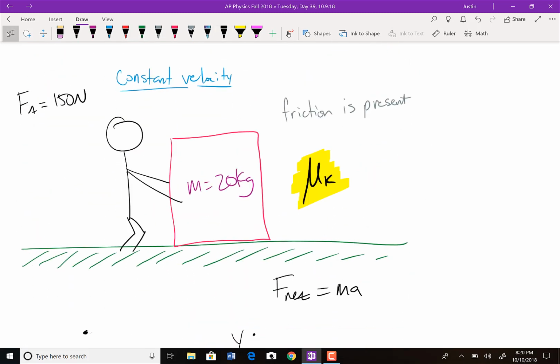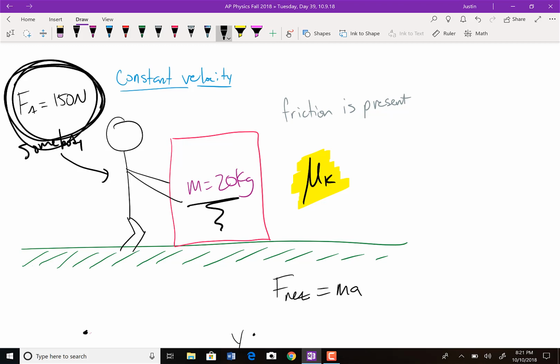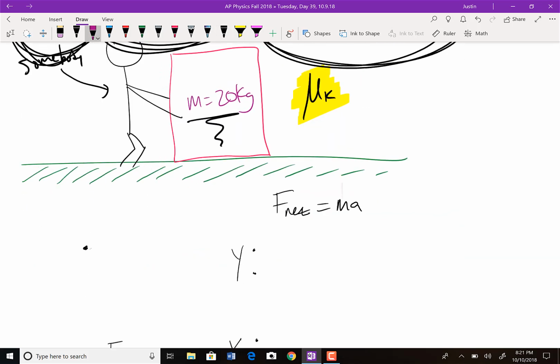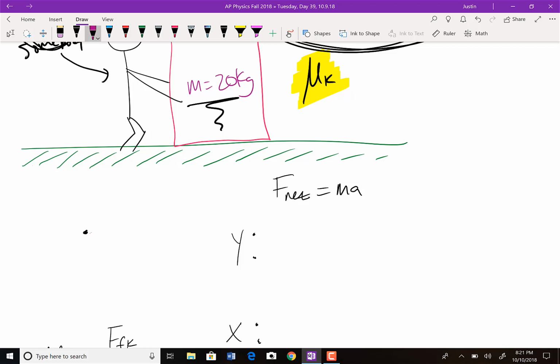All right, let's go into a problem. Here's somebody, and they're moving a box. The box has a mass of 20 kilograms. They're moving it with an applied force of 150 newtons, at a constant velocity. And also friction is present. Oh, sorry, I should say we're trying to find out what mu k is. What is the coefficient of kinetic friction in this case?